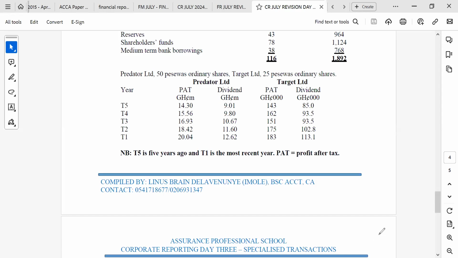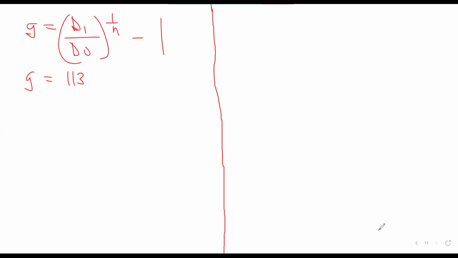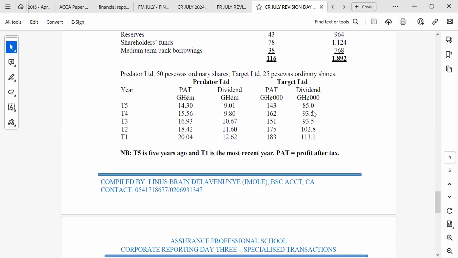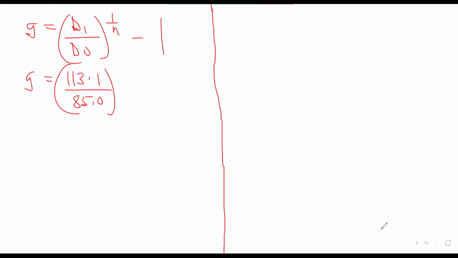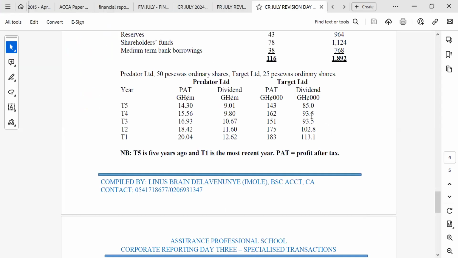So we have our g to be 113.1 divided by the initial dividend, the starting dividend, which is T5. That will be 85, so that is the D0, 85. The issue now is, N is the number of growths experienced over the period. From T5 to T4, that is one growth. The growth is only one.